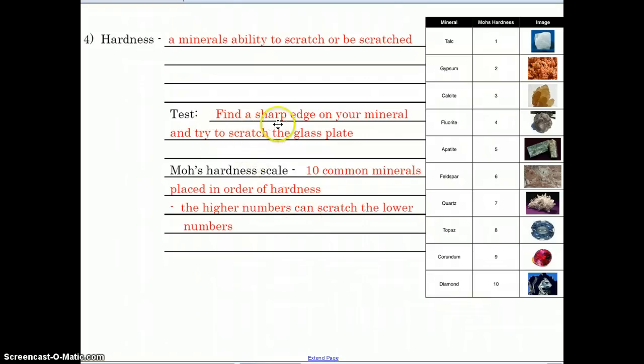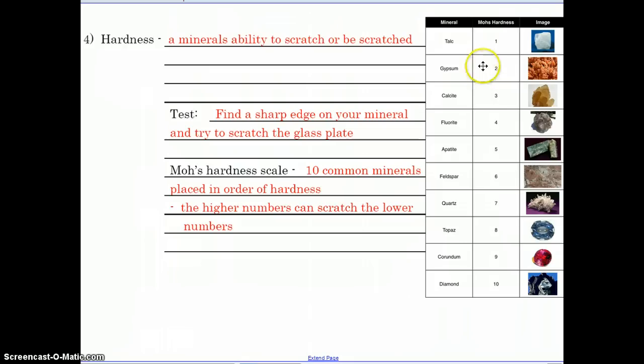What you do is find an edge on your mineral and you scratch a glass plate. Glass is at about a 5.5, which gives us sort of halfway between these and gives us a starting point. So if it does not scratch glass, that means that mineral is not as hard as glass, so it's going to be less than 5.5. If it scratches glass, then we know that it's 5.5 or greater.